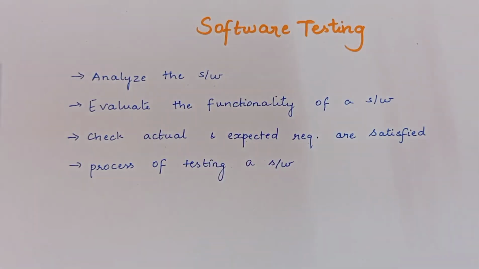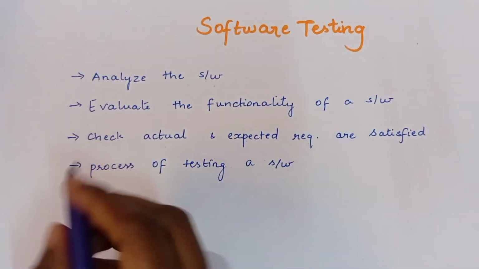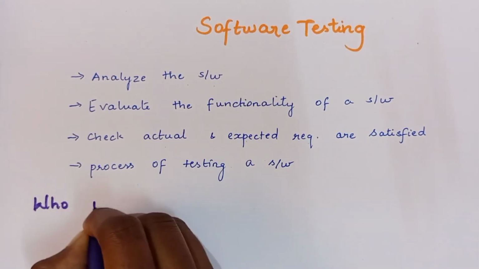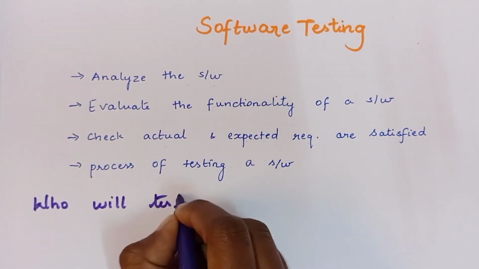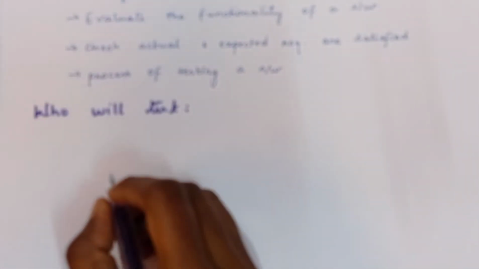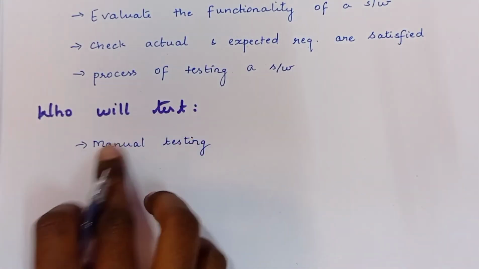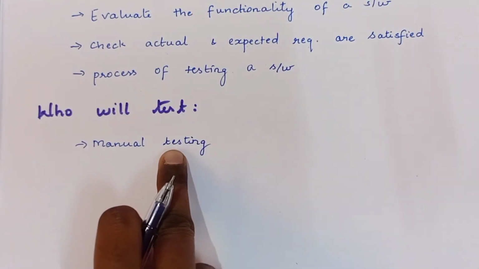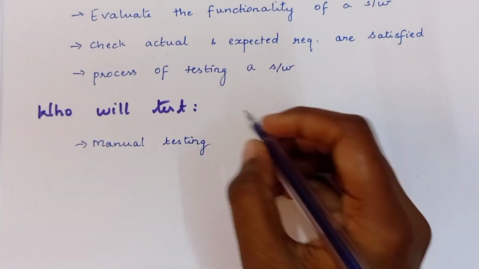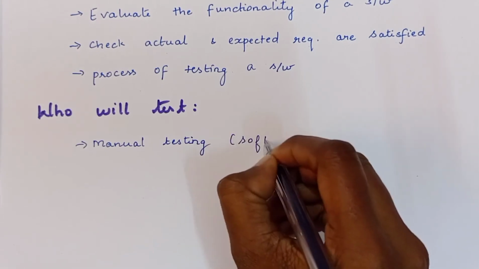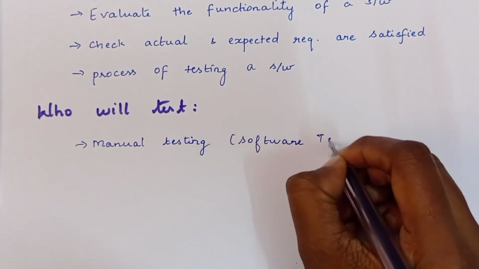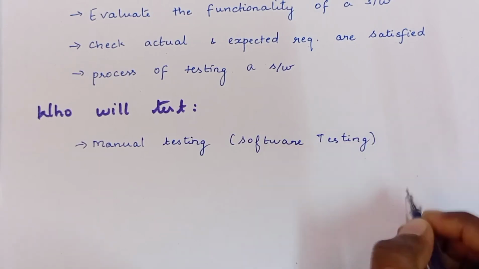So who will test this software? We have to know, right? For testing, there are many techniques. The first one is manual testing. In manual testing, there are some group of persons called software testers who are going to test the software manually. So this is what manual testing is.